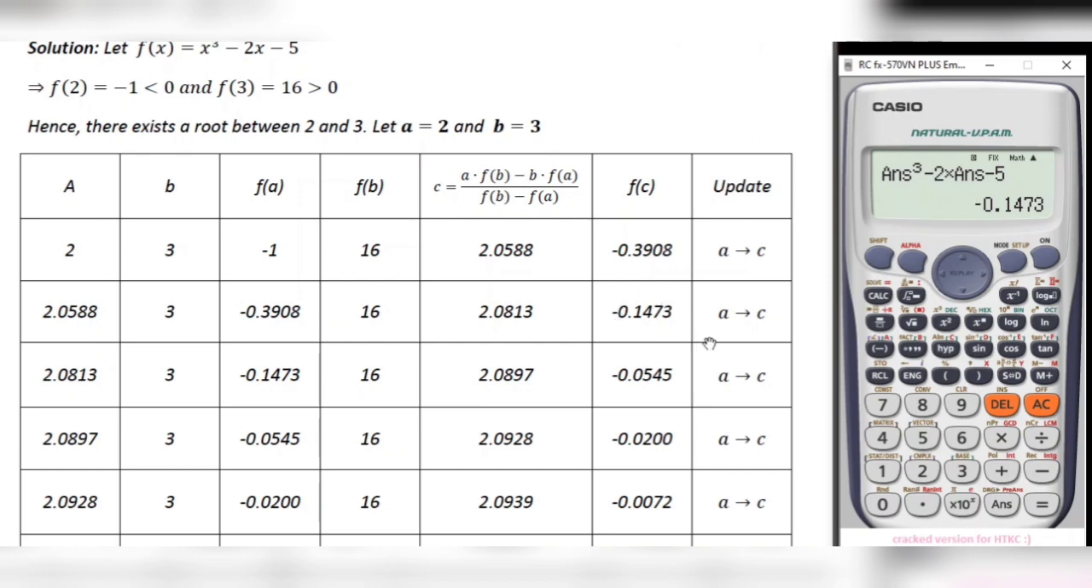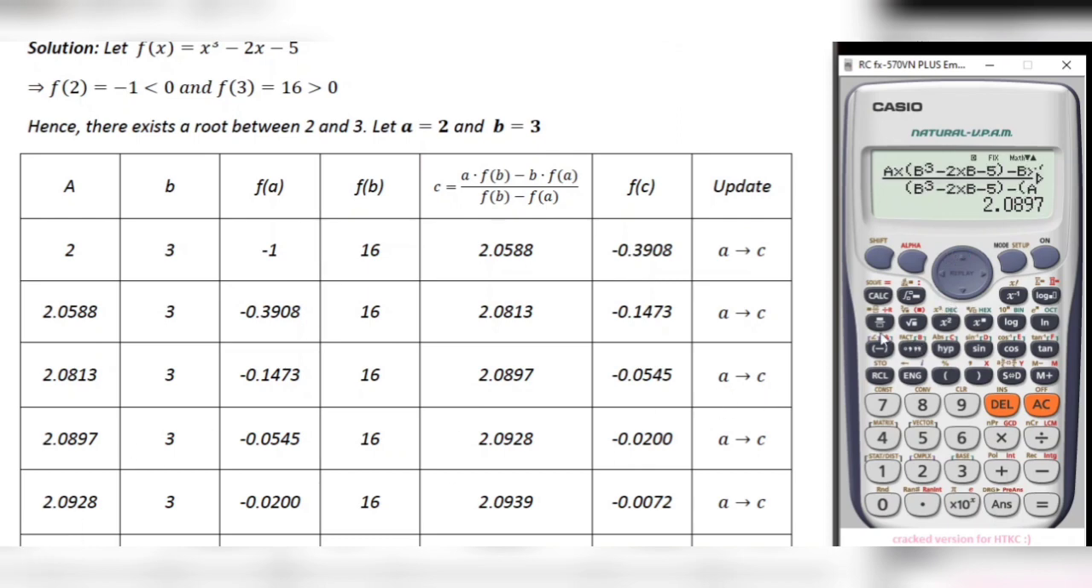Again we got a negative value, so change the value of a to c. That is 2.0588 to 2.0813. Now press the up arrow, still you have that equation. Press calc. The a value is 2.0813. Press equals, b is still 3. Press equals, you get c value as 2.0897. Press the up arrow, press equals, you get f of c, that is minus 0.0545. Since the f of c is negative and f of a is negative, change the value of a to c.